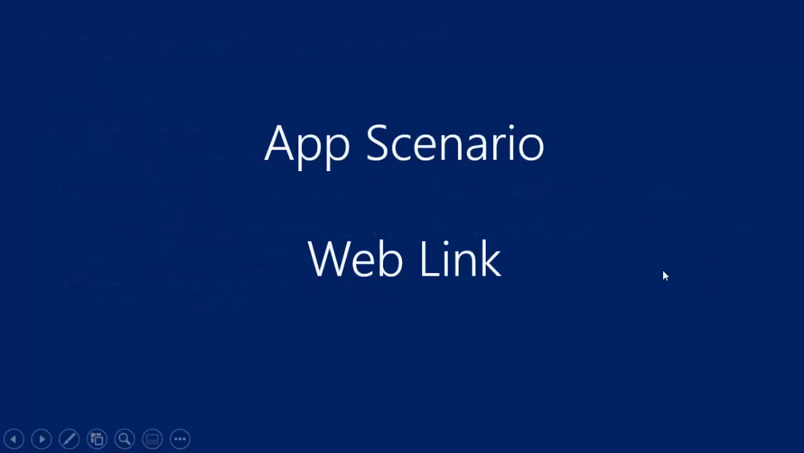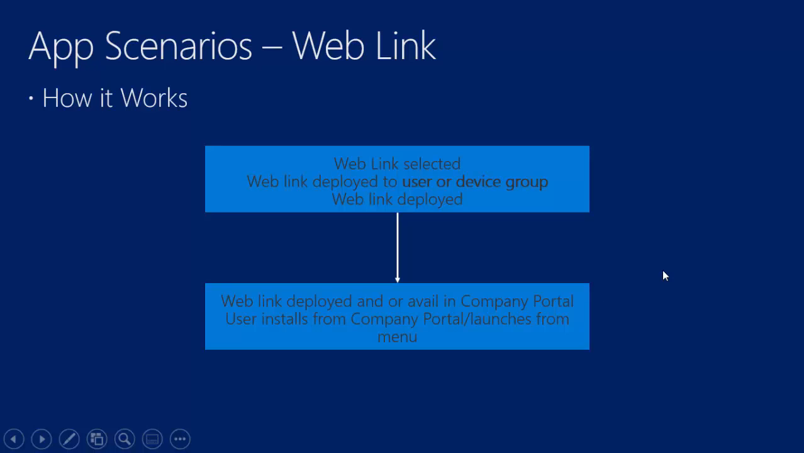So the specific scenario, how it works, is kind of the same thing as the store app. The web link would be where you might have an application that totally runs from the web, and you want to deploy that out to your community so that they can have access to it. So the first thing, you would need to know what web link you want, obviously, and then the deployment in this case can either go to a user or a device, and you're going to go ahead and deploy the link. Now, this can also be required or optional as a deployment.